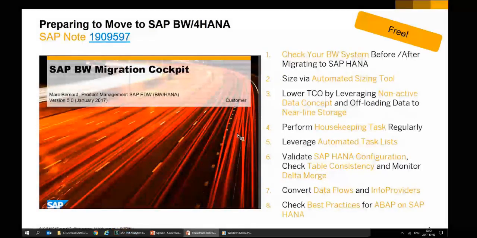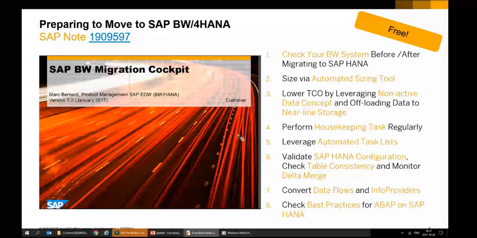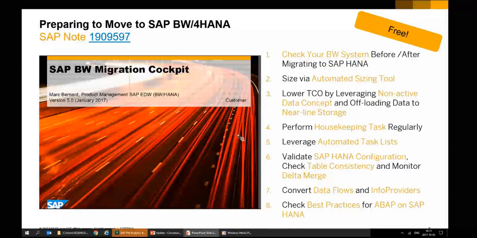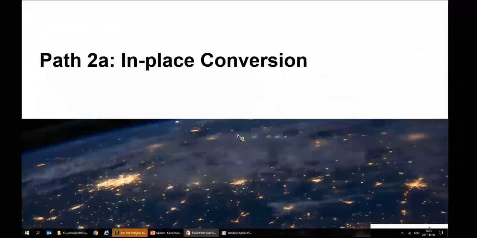For any of these processes, I recommend to use the BW Migration Cockpit. It's a launchpad for a large variety of tools that are necessary for doing cleanup tasks, checking your systems, housekeeping, and automating a lot of the migration and conversion processes. And it's going to be very helpful for you. Go to this note 1909597. It has all the instructions on how to get the migration cockpit and how to install the tools related to it. And the nice thing, it's free.